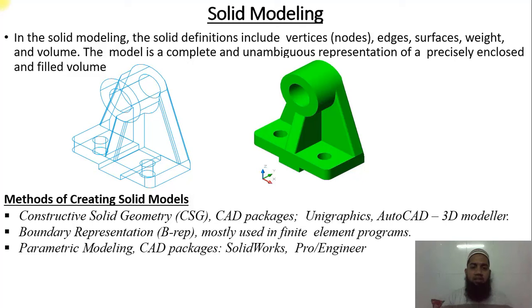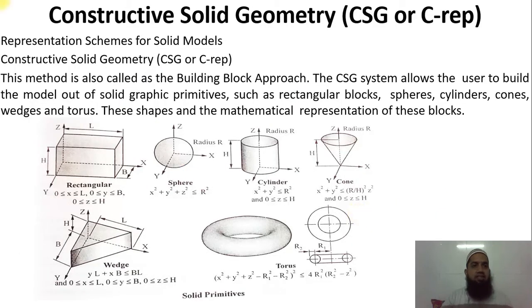And today in AutoCAD, in most of the places, for developing a model, or for creating a solid model, they are using these two methods. As I said, the first is constructive solid geometry, and it is denoted by the symbol CSG. It has two different methods, okay.